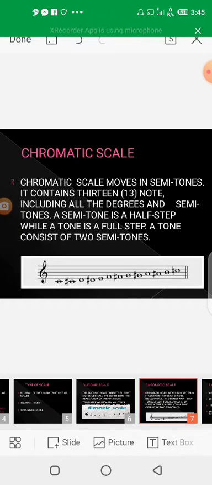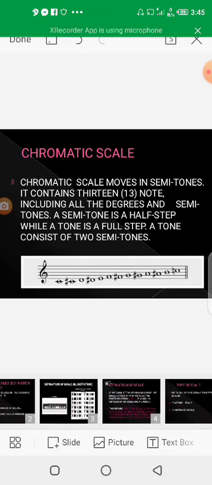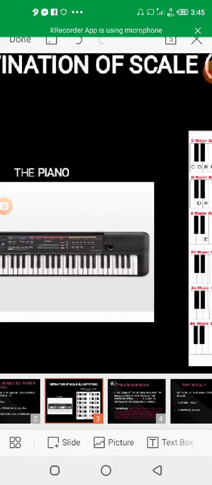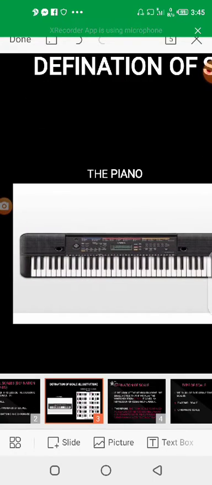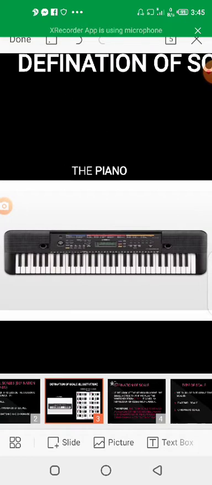The chromatic scale is a very funny looking scale. It moves in semitones. For example, let's go back to the keyboard and see. If you're playing a chromatic scale, you press the white note, press the black note, press the next white note, press the black note, and so on. It moves in semitones.